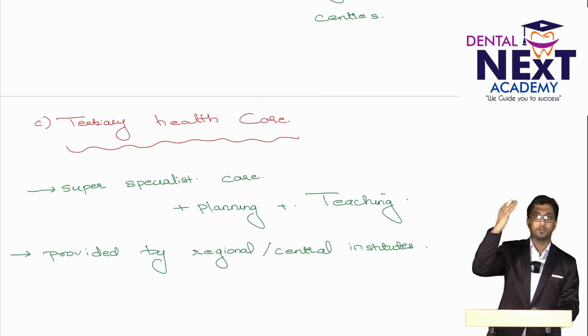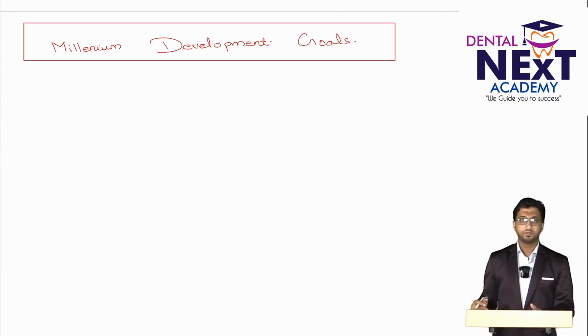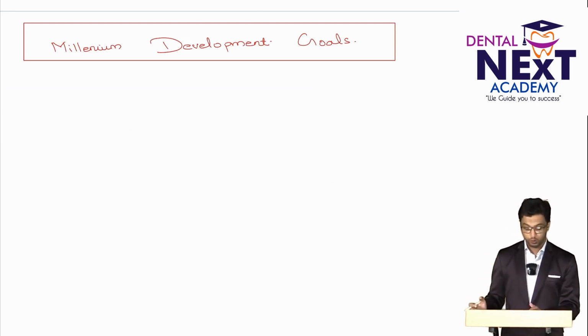So from primary it's referred to secondary, from secondary it's referred to tertiary. That's what happens. Now things are getting emerged. New goals are being set and new projects are being introduced. So here comes the concept of Millennium Development Goals, or you can call them MDGs.